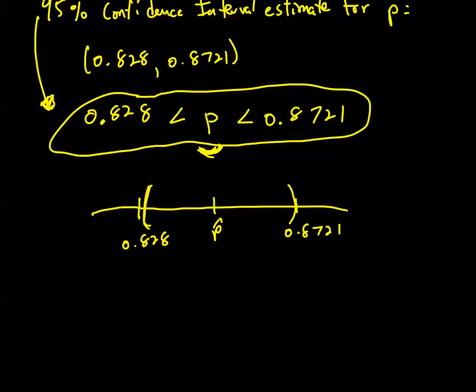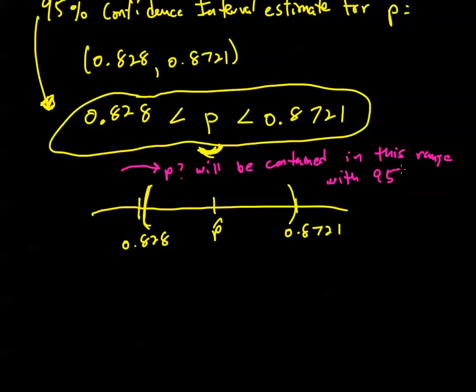And again, the idea here is that little p, the population proportion, will be contained in this range, hopefully, and we'll say with 95% probability or 95% confidence, hence the name confidence interval estimate.